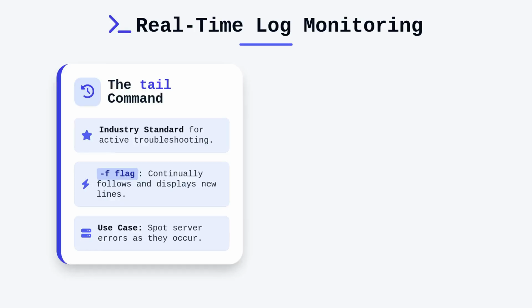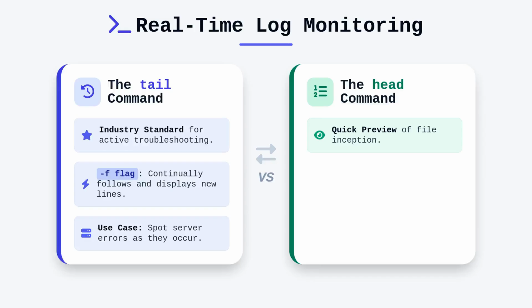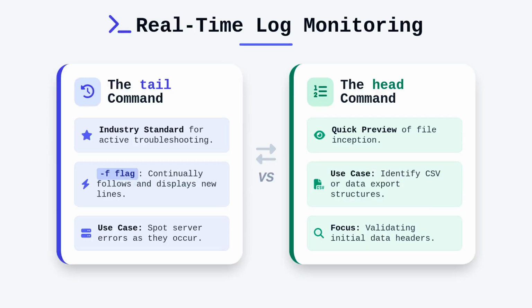For example, if you are observing a web server error log, tail allows you to spot issues as they occur without manually refreshing the output. Conversely, the head command is useful when you only need a quick preview of the file's inception, such as checking the first 10 lines to identify the structure of a CSV document or a data export.